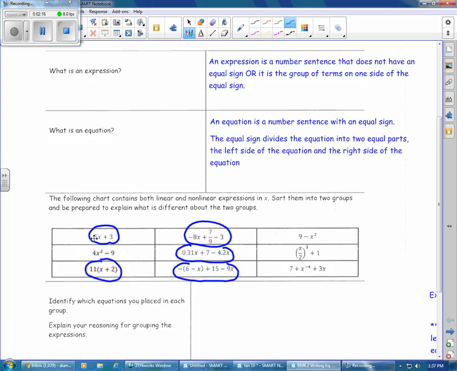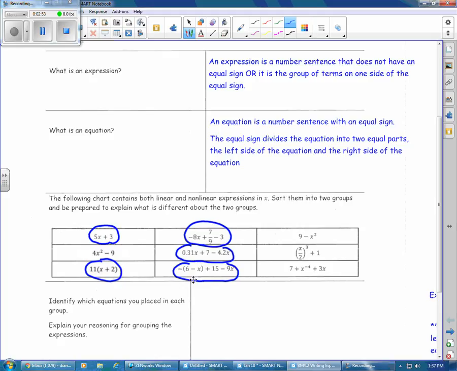Okay, hopefully you're recognizing that 5x plus 3, 11 times the quantity x plus 2, negative 8x plus 7/9 minus 3, 31/100 x plus 7 minus 4 2/10 x, none of these, okay, I said 4 of them. Let me say one of the ones that are nonlinear: 4x to the second power minus 9, 9 minus x to the second power. Notice I'm saying to the second power, or they're raised to an exponent.